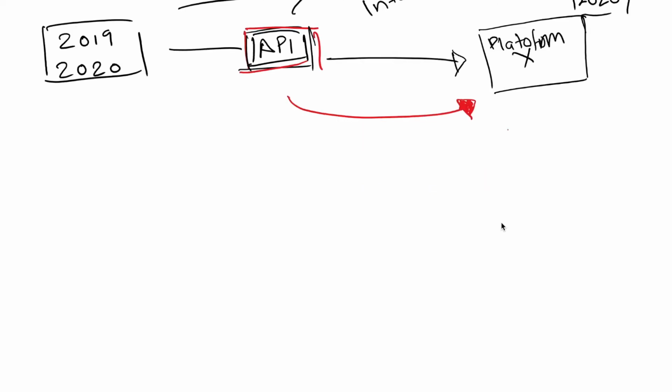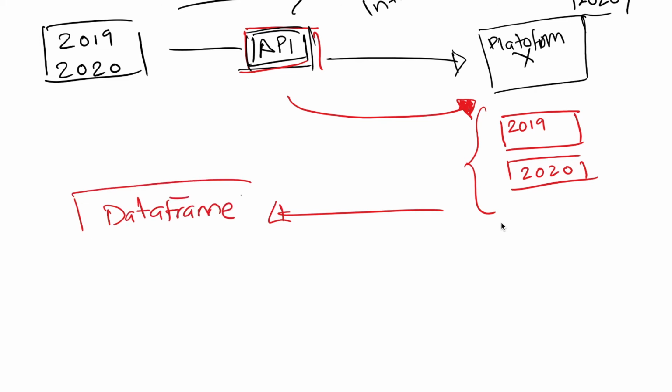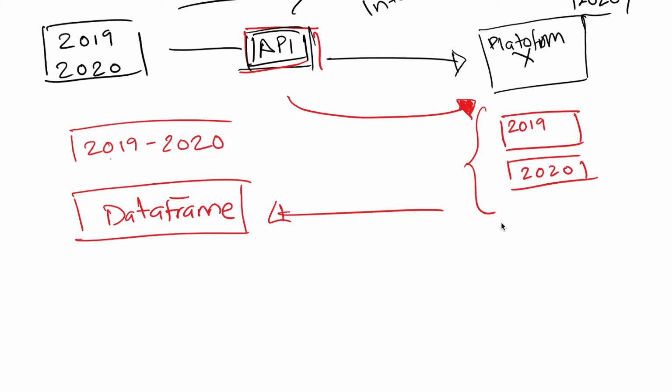Once we have used that data and collected movies from 2019 and 2020, we can directly use that API key and create a data frame to store that particular data for the two years, 2019 and 2020.